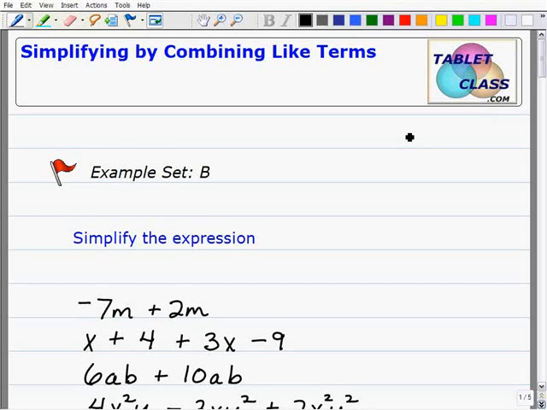Okay, welcome to the video on simplifying by combining like terms. This is our second example set B. And I'm going to make a couple assumptions here. One, that you at least watched the lesson and you understand how to combine like terms.